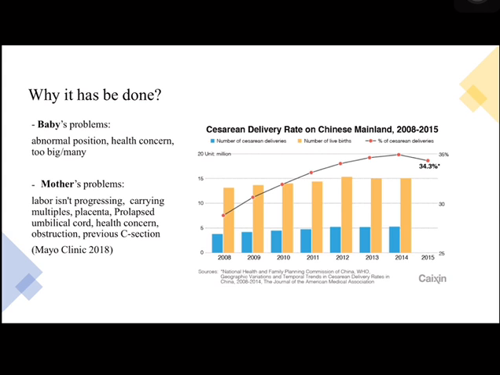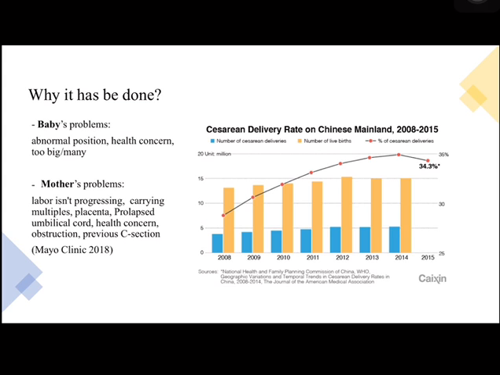Moreover, if it is the mother's problems, like the labor isn't progressing, or there have been situations with the placenta, umbilical cord, or for the health concern of the mother, or simply she had a C-section before, it is recommended for the mother to take the C-section to get the baby out.